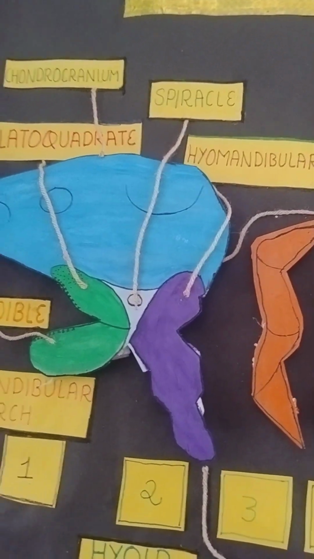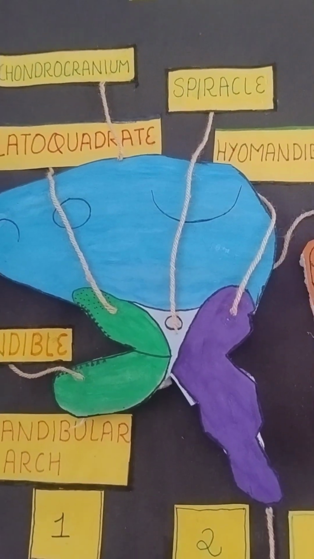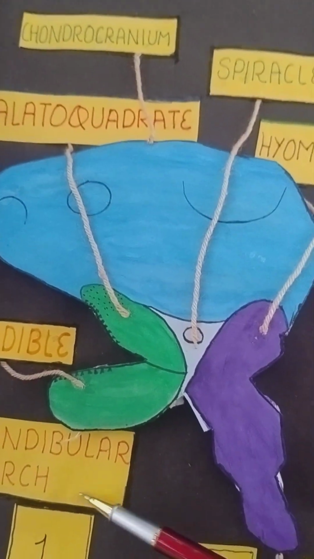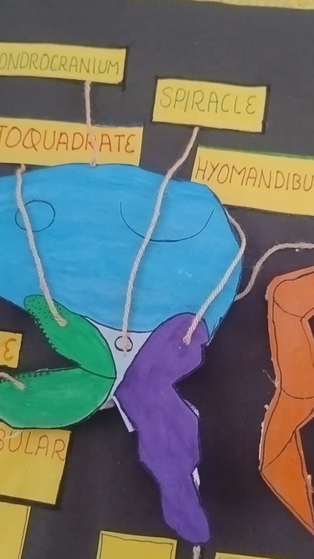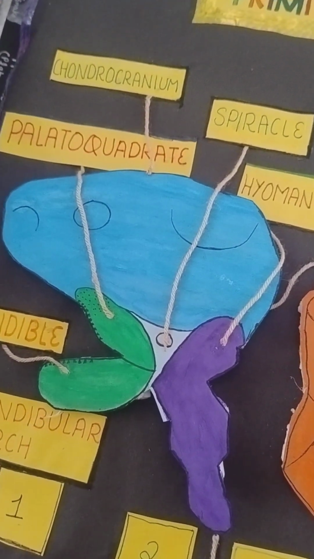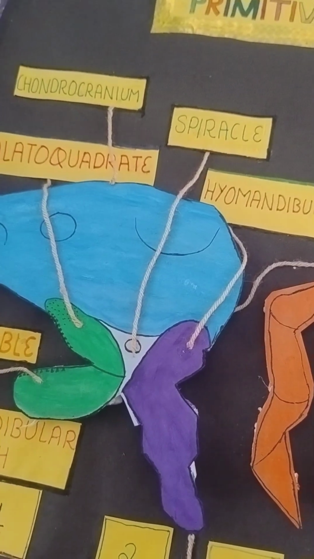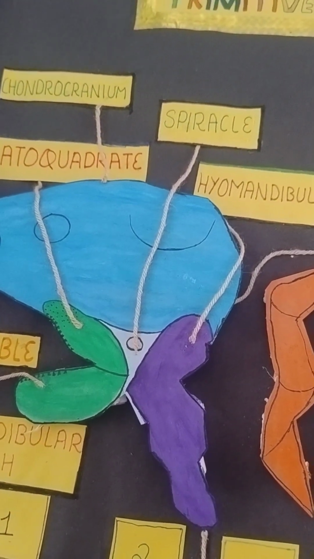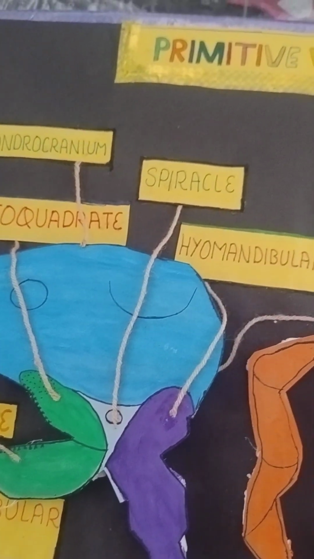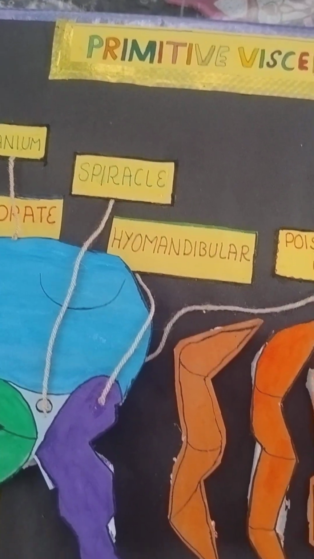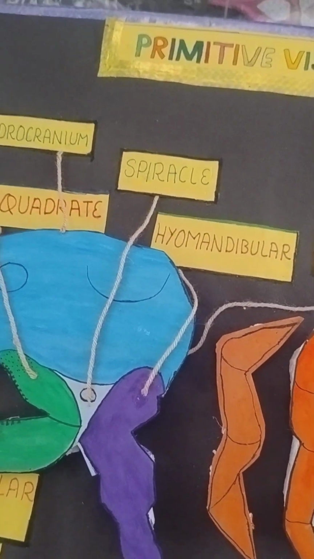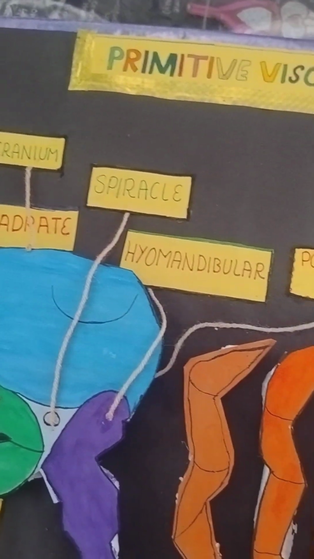Starting from the first one, the first visceral arch is the mandibular arch. This mandibular arch is the first and largest visceral arch, which gives rise to the jaws. The upper part, the palato-pterygo-quadrate bar, forms the upper jaw, and Meckel's cartilage, the lower part, forms the lower jaw.